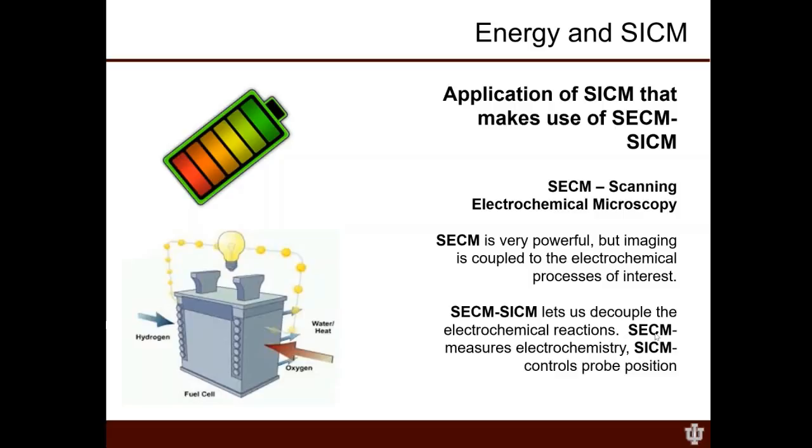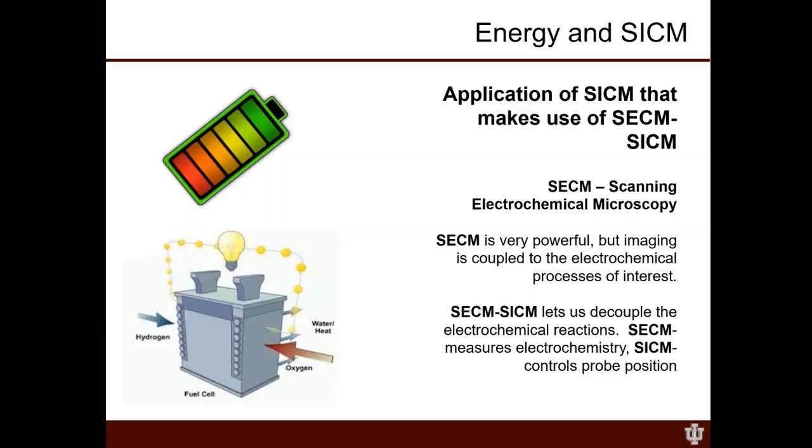Okay, so with SECM we can measure the electrochemistry that's happening in the sample, and with SICM we can keep very accurate position and control of where the pipette is in space. And that's important because what we'd really like to be able to get at is making nanoscale SECM measurements, where we understand processes at very high spatial resolution.